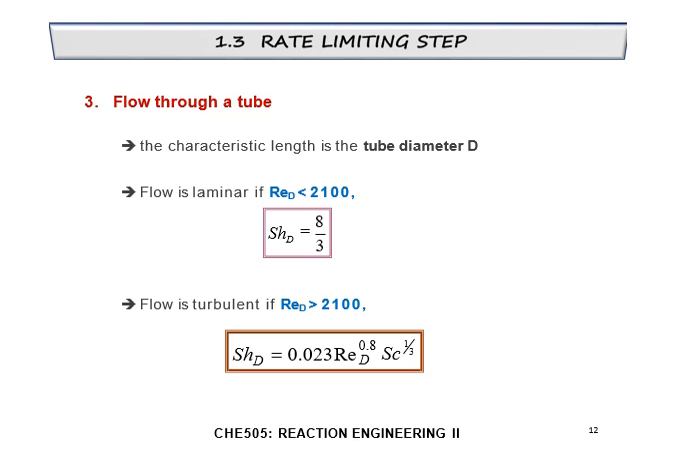So to find the Sherwood number for flow through a geometrical tube, you can use this one if the Reynolds number is less than 2100, where the flow is laminar. If the flow is turbulent and the Reynolds number through the diameter of the tube is more than 2100, then you will use this theory.